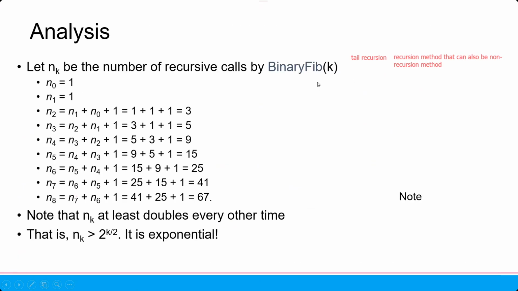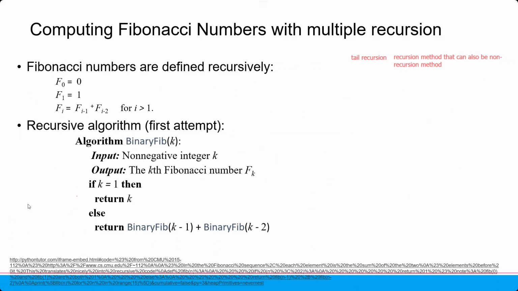And usually we have the recursive call happen at the last. So if the recursive call happens at the last, we call this tail. Tail means at the end. The other is the binary recursion. We have two recursive calls, like the binary sum.